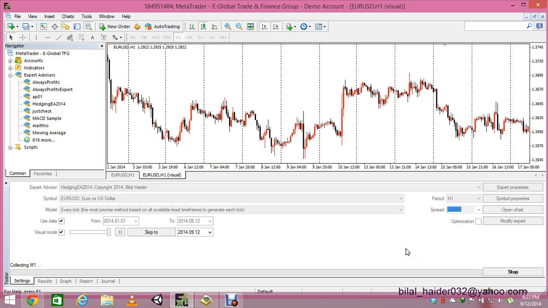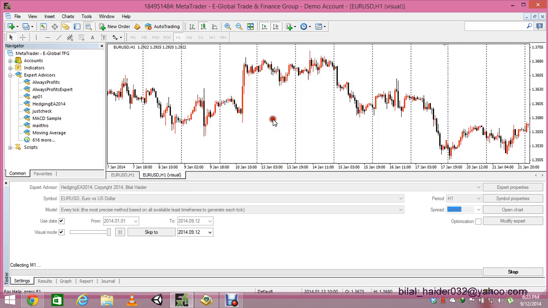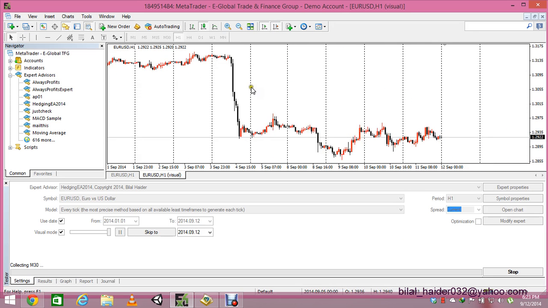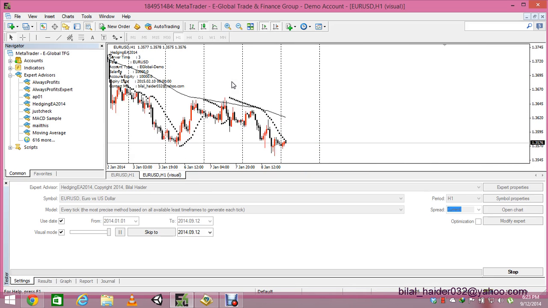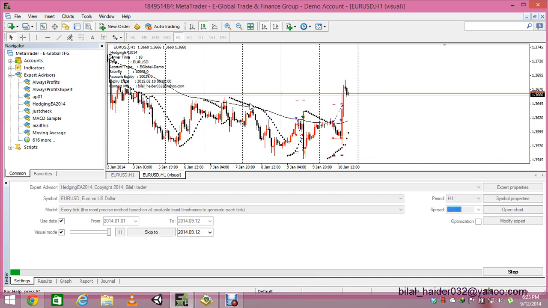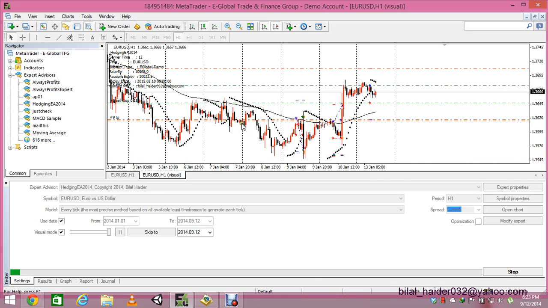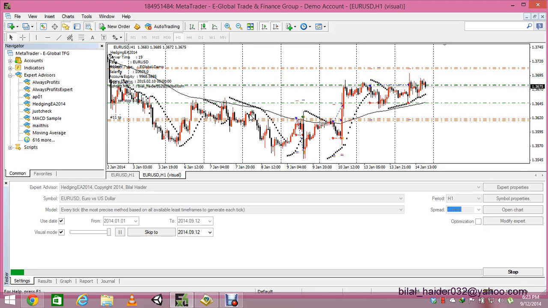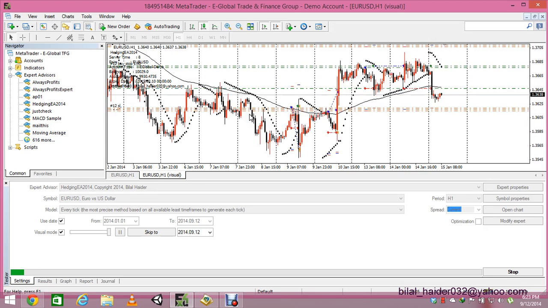By the way, I'm also giving you this cool template with it, in nice red and black colors, and the moving average and parabolic SAR indicators are added to it. I am saving it as a template, and I'm giving you this template with the expert advisor's trial version.